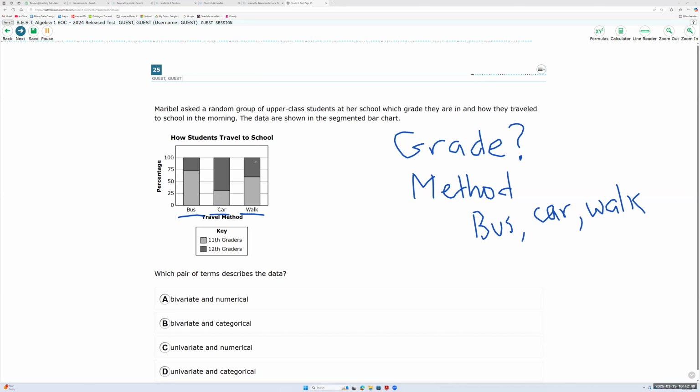So we have two variables, method and grade. It could have included all grades because that's one of the variables. The other variable is how they get to school. And because we have bars and we have labels on the bars, it is categorical, and two variables means bivariate. So that's going to be my answer. Pause if you need to. Categorical bivariate.